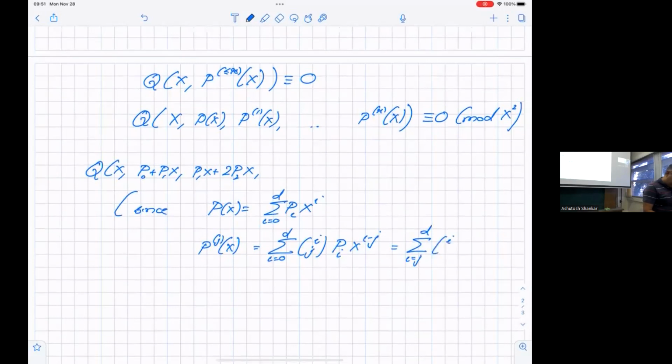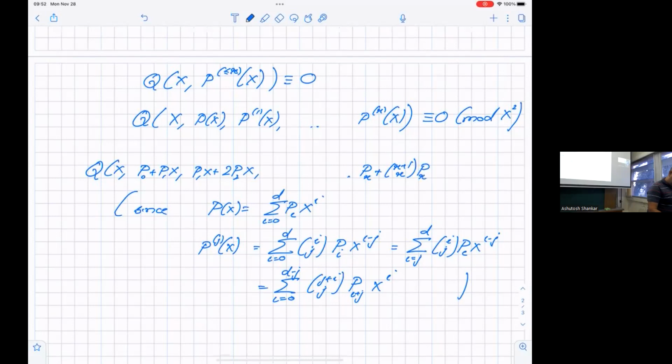The smaller terms are all zero, with i going from zero to d minus j, giving j plus i choose j. The last term in particular will be R plus 1 choose R times P_{R+1} x. So the first term is important: the constant terms will be P0, P1, P2. Okay.